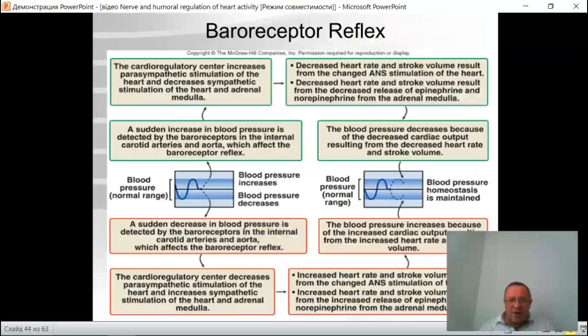Next, information about regulation of blood pressure with different conditions, for the effect from baroreceptors. On the left side you can see different conditions with blood pressure increase and blood pressure decrease. Blood pressure increase: a sudden increase in blood pressure is detected by the baroreceptors in the internal carotid arteries and aorta, which affects the baroreceptor reflex.